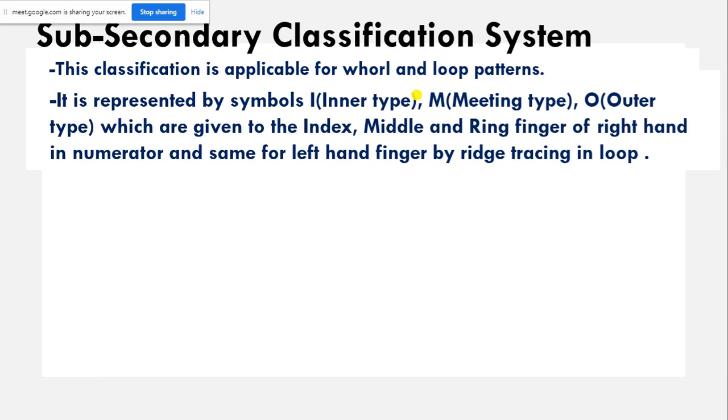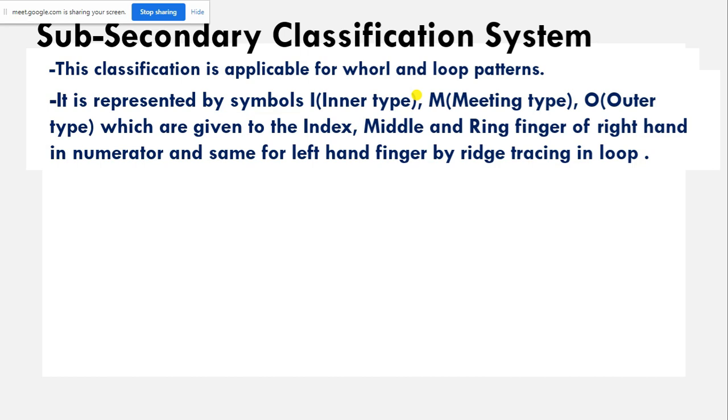The subsecondary classification is applicable for whorl and loop patterns. It does not consider arches or tented arches, and we are using the terms IMO, which can be inner, middle and outer patterns or types of patterns in the index finger, middle finger and the ring finger of both the right hand and the left hand. Remember again, the patterns of the right hand would always be in the numerator and the patterns of the left hand will always be in the denominator of the classification line.